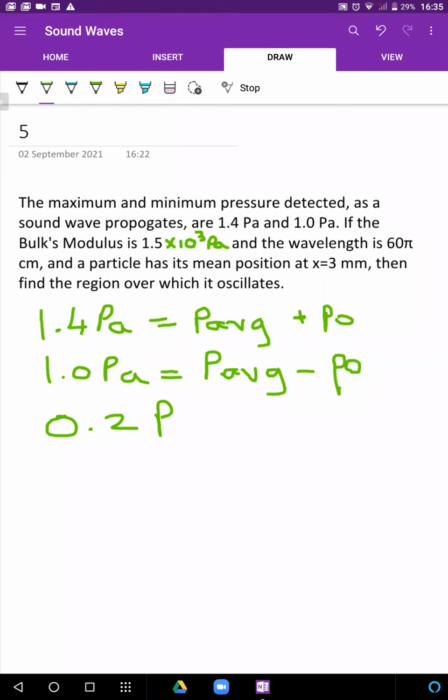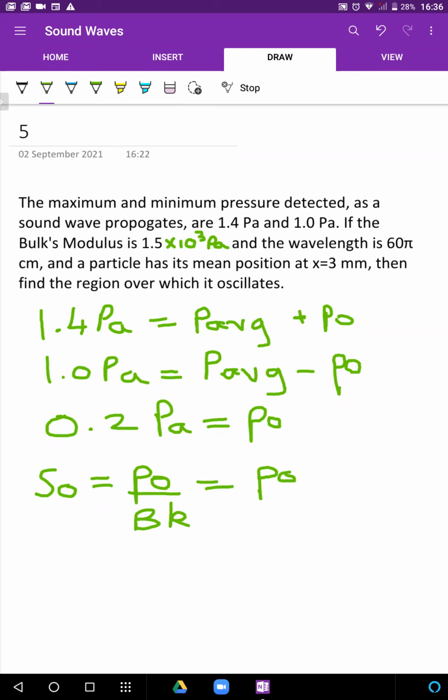The next thing you'll do is you want S naught, right? You want to know how the particle oscillates. So P naught is BK S naught, so S naught is P naught by BK. We don't have K, but we know lambda, so we can write this as P naught lambda by 2 pi B.